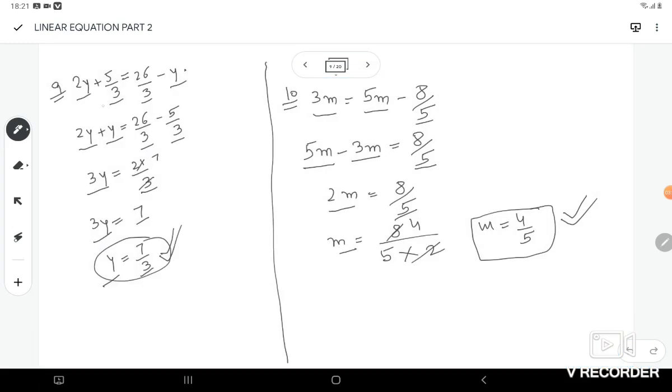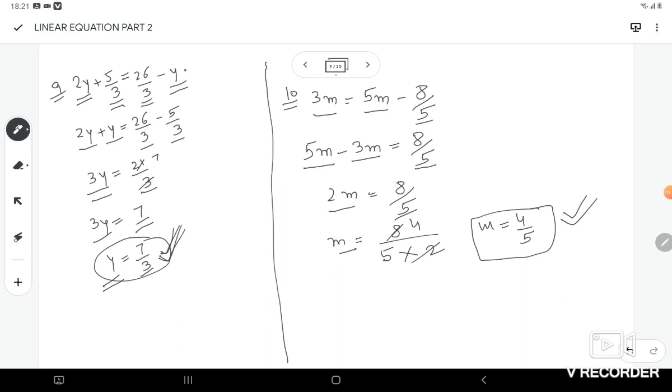Now let's move on to another problem, which says 2y plus 5/3 is equal to 26/3 minus y. On using the same transpositioning technique, we get 3y is equal to 7 and the value of y comes out to be equal to 7/3.